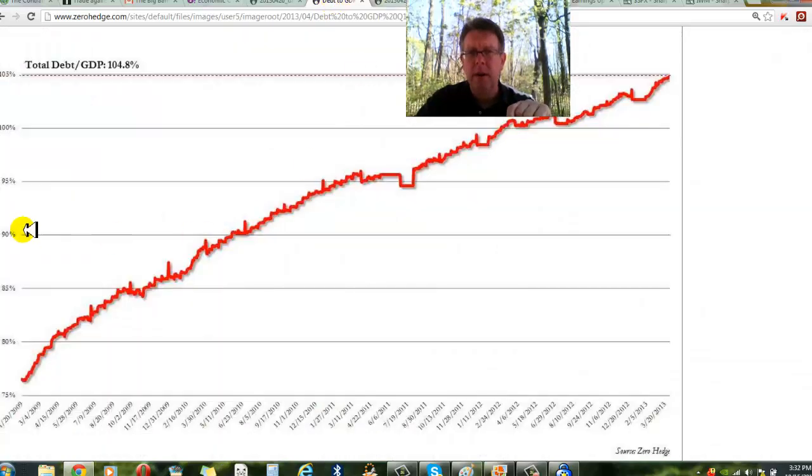Let's move on. This chart here is a percentage of our debt to GDP. They want you to ignore this. They do not want you to take a look at this chart. They want you to buy stocks because the Federal Reserve is artificially manipulating the economy. Our debt to GDP is now at 104.8, rounded up 105%. We're bankrupt. That's bankruptcy.